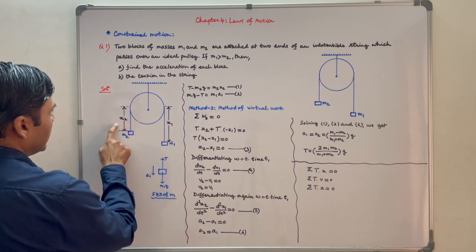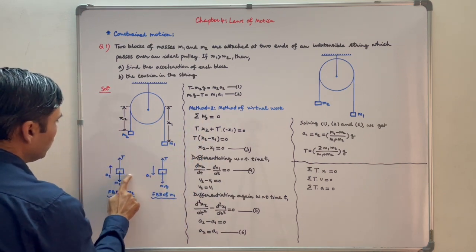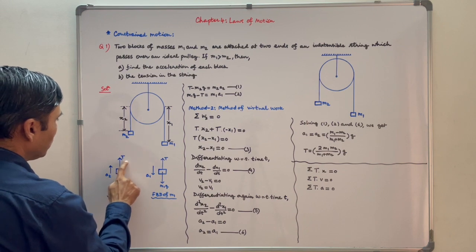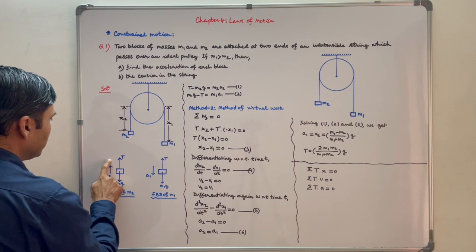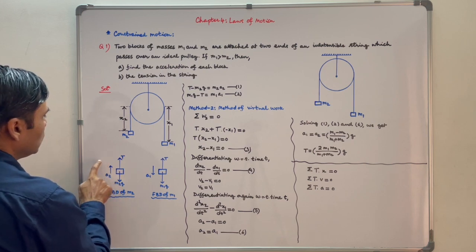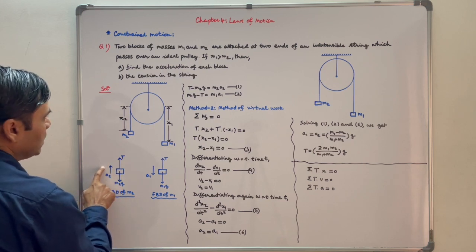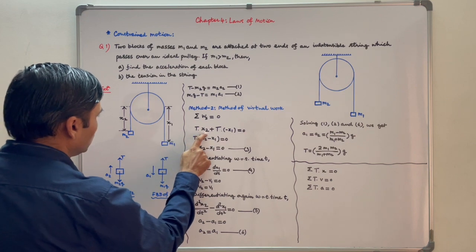Consider this scenario again. This block is moving upwards. Tension is also applied upwards. That means the applied force and its displacement both are in the same direction. So work done will be positive and it will be equal to T into x2.